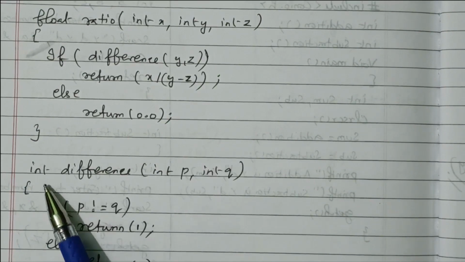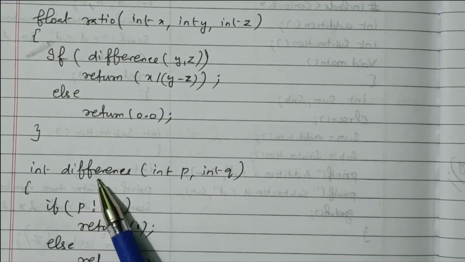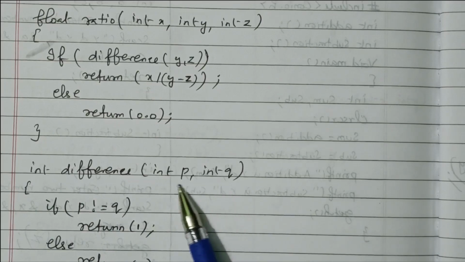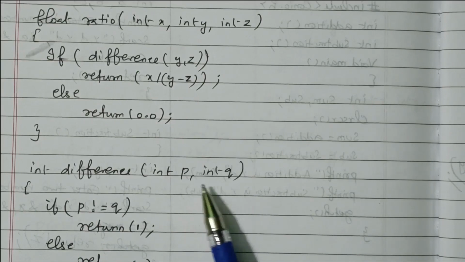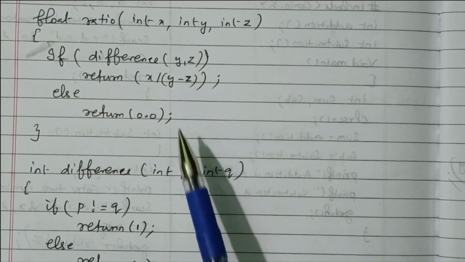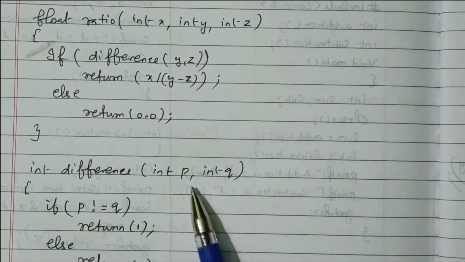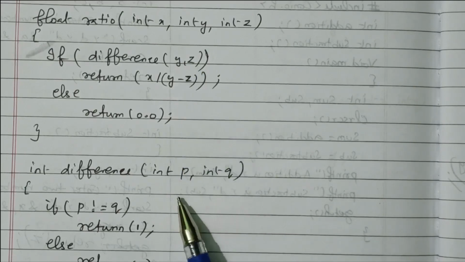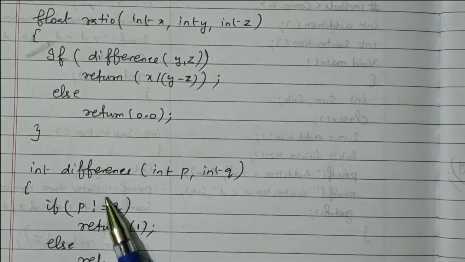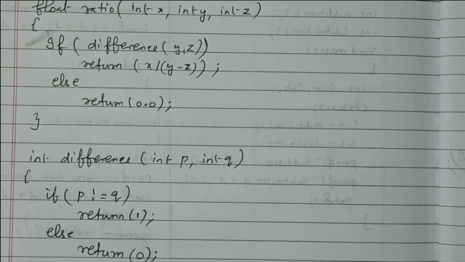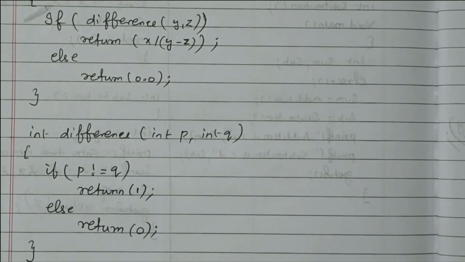We already declared it. Return type is integer. Function name is difference. Then 2 integer type data are available. This y and z is now stored in p and q. This is now the actual variable, and this becomes the formal variable. The copy of y and z is stored in p and q. So what is the aim of this function? We need to find whether both are equal or both are different. That we need to check.